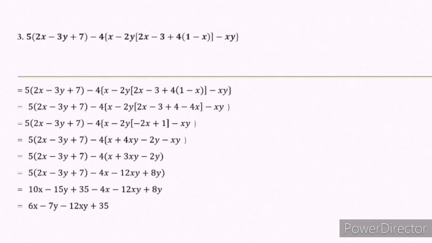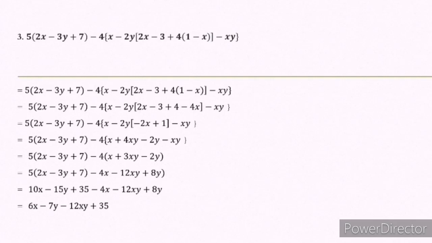We get this 4xy minus 2y minus xy from negative 2y times negative 2x is equal to positive 4xy. Then negative 2y times 1 is equal to negative 2y. Then copy the xy.